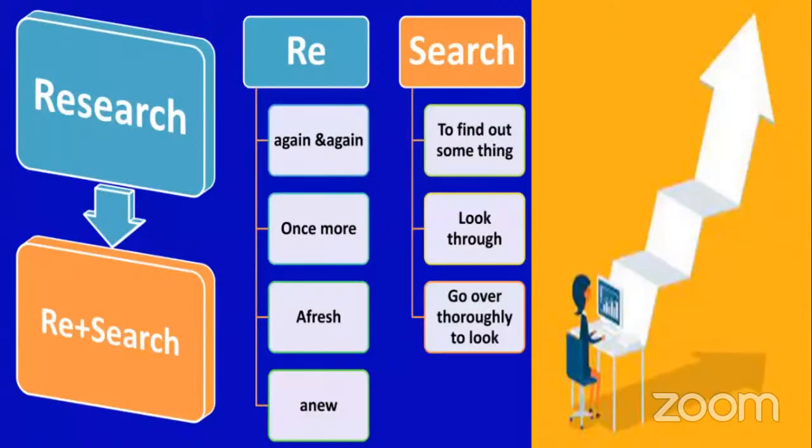If we split the word research, in this slide you can see the word is split into two: re plus search. Re is again and again, once more, fresh, new, and search is to find out something new and look through on your own perspective. Go over thoroughly, finding new solutions to the already existing problem. So this we all know, the basic knowledge of research. Next.